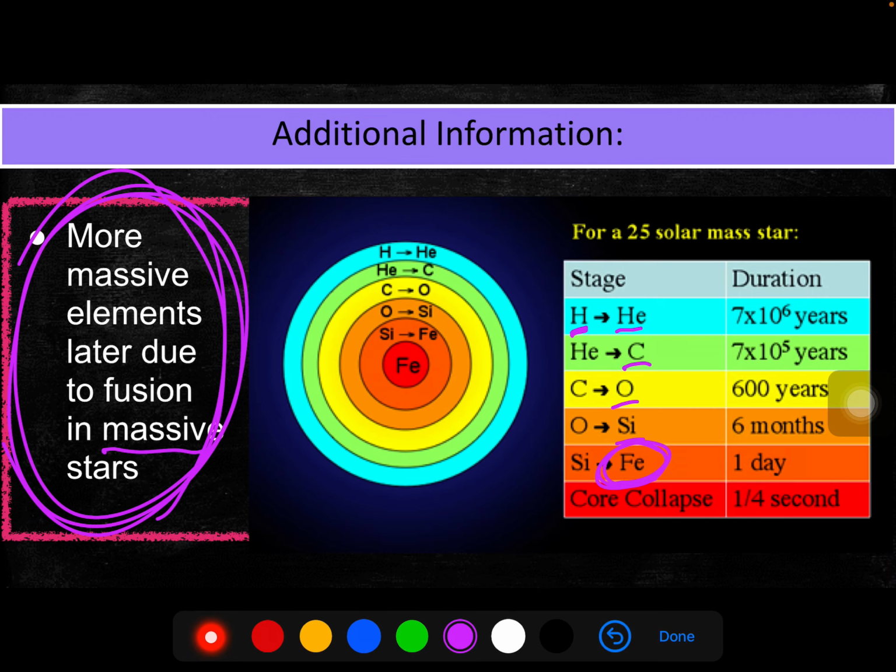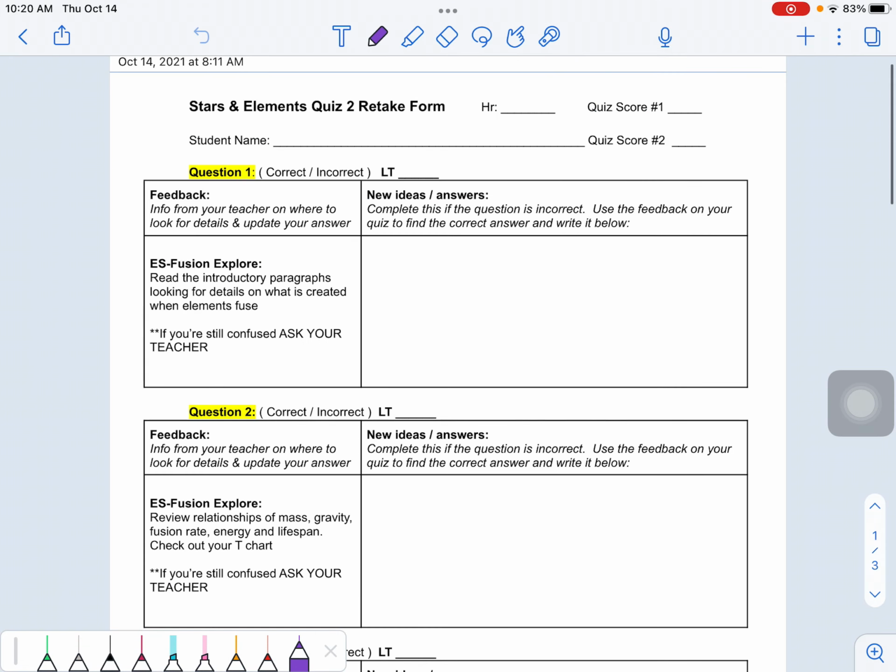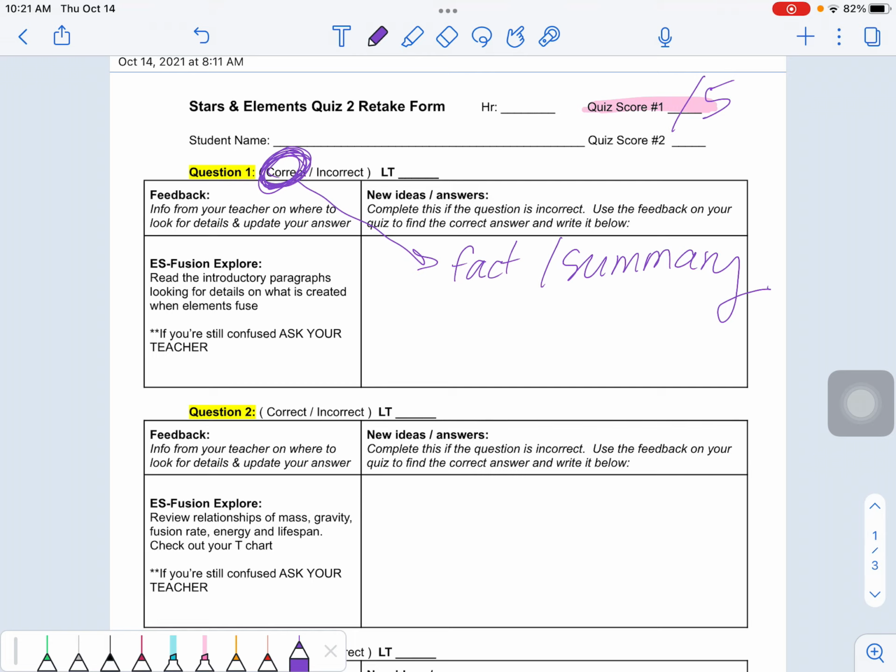The last thing that we looked at today was our quiz review. So we all opened up our quiz. We recorded our initial quiz score right here. It was out of 5. And remember, what you're doing here is recording correct or incorrect. If you have a correct question, all you need to do then is come right over here and give a fact or a quick summary about that question to help lock it into your brain moving forward, but also lock it into your brain if you're doing the retake, which is happening tomorrow.